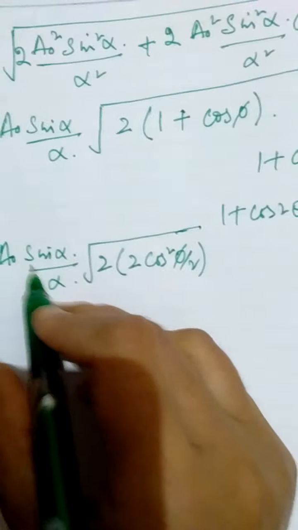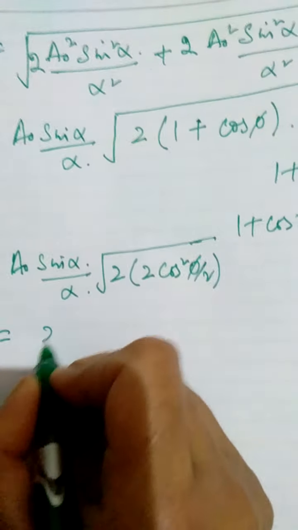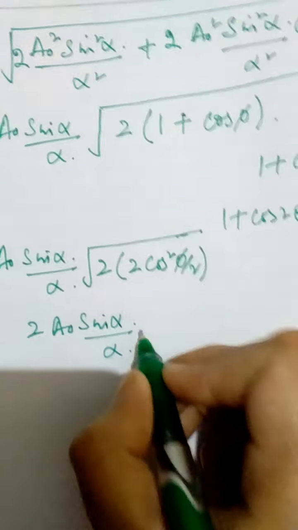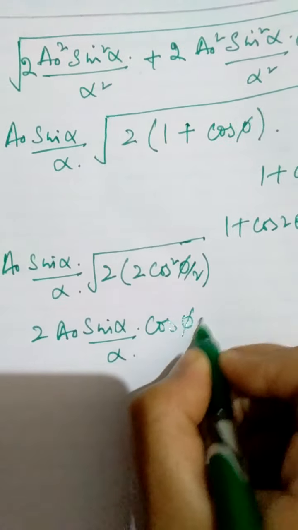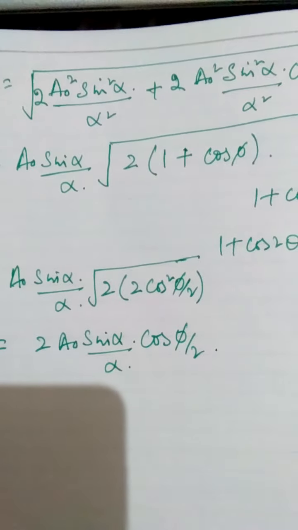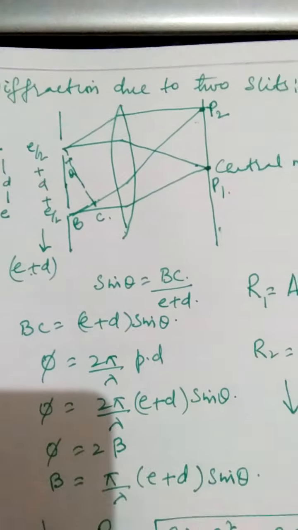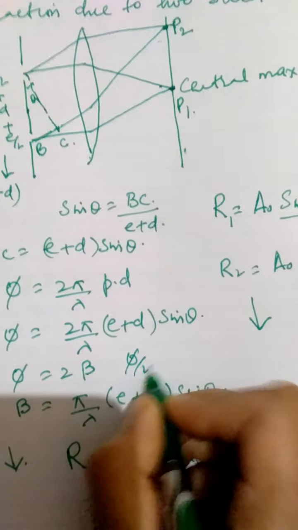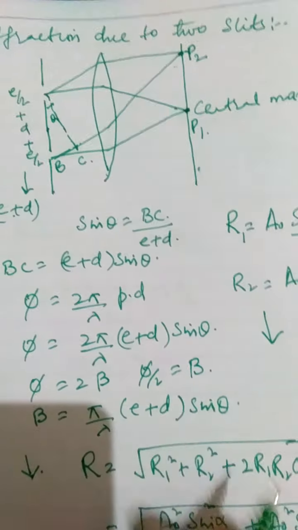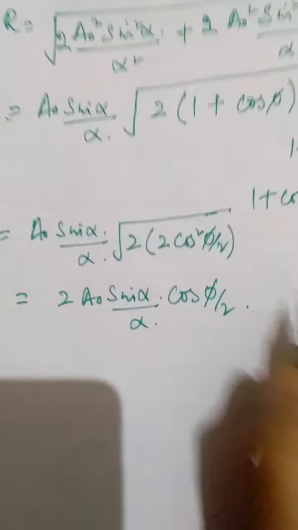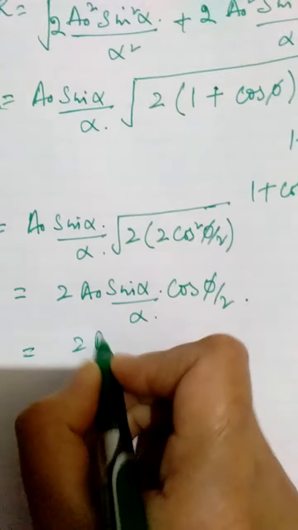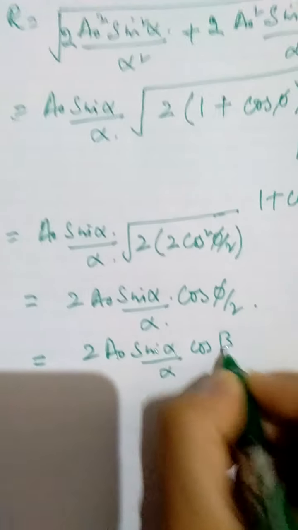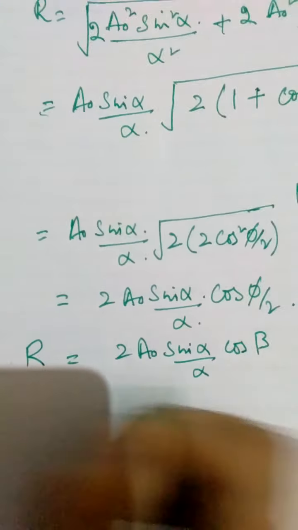2 into 2 is 4, that will come out as 2. So this is 2a naught sine alpha by alpha, and this will be cos of phi by 2, right? And if you go to the previous calculations, what is this phi by 2? Phi by 2 is actually beta from this. So you can substitute that this is 2a naught sine alpha by alpha cos beta. So this is the resultant amplitude due to the two slits.